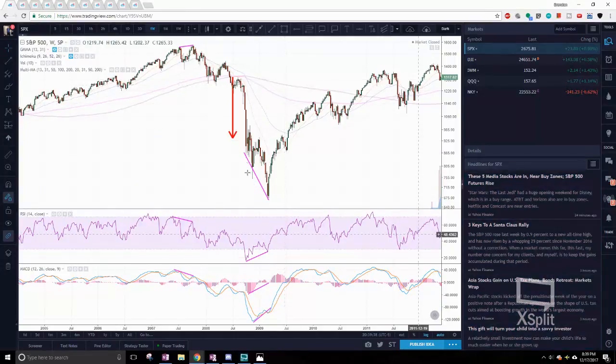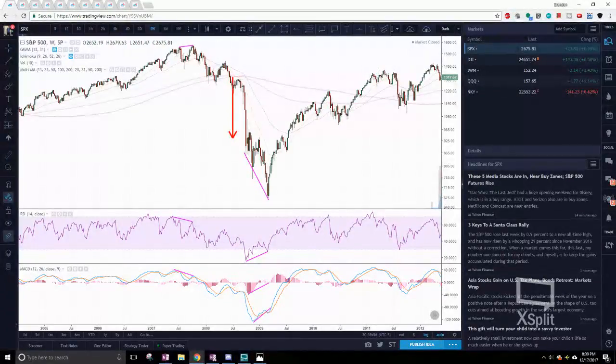I mean, divergence alone got you in at the absolute bottom here in the SPX. And then we move higher. So this definitely has real world applications. I hope all of you got something from this today.